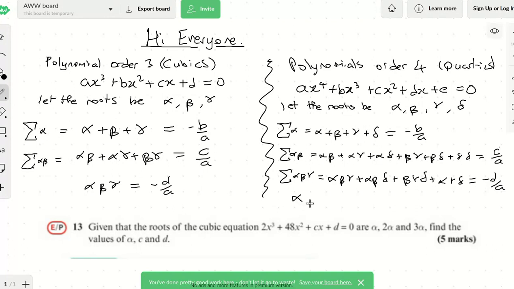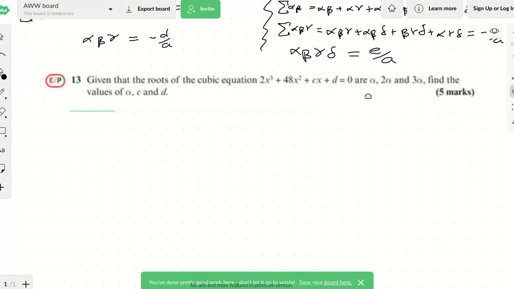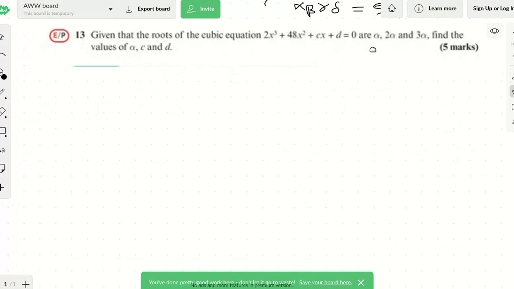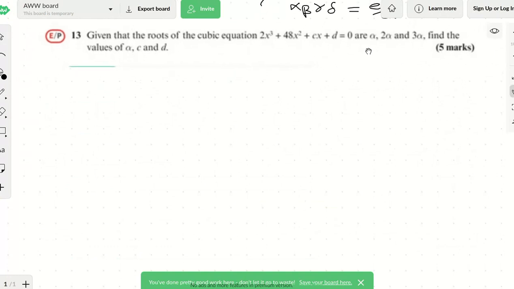And then finally, just times them all together. That equals E over A. Yeah, and yes, this pattern continues for higher order polynomials, and like I say, if I'm going to go about proving it, I might save that for another video. Let's just bear in mind all those facts and try some of these questions. Yeah, and in exercise A, B, and C, you just need to know those facts to get these questions right.